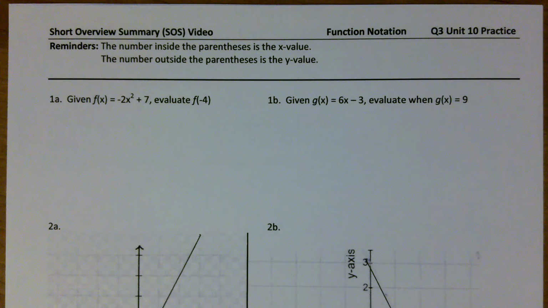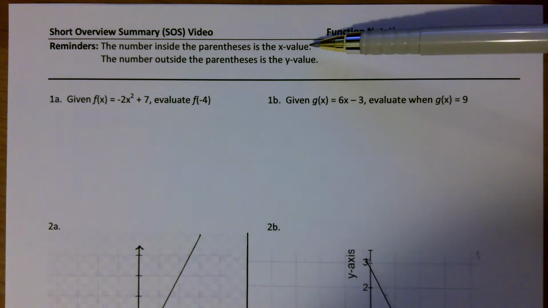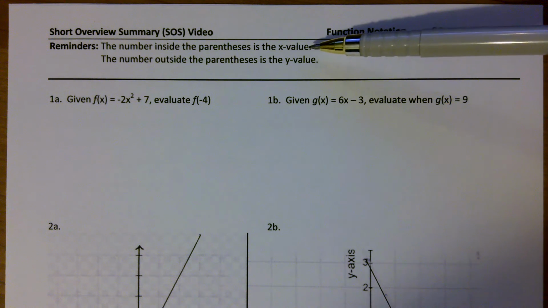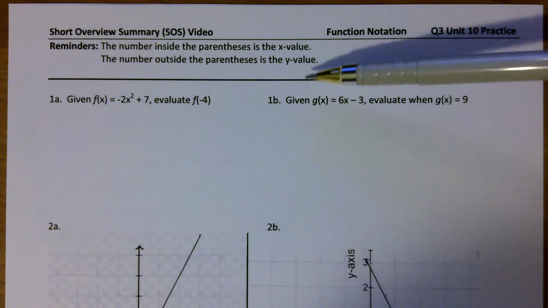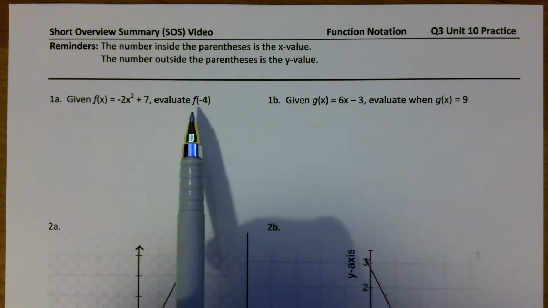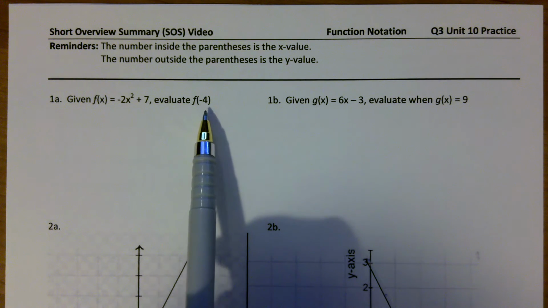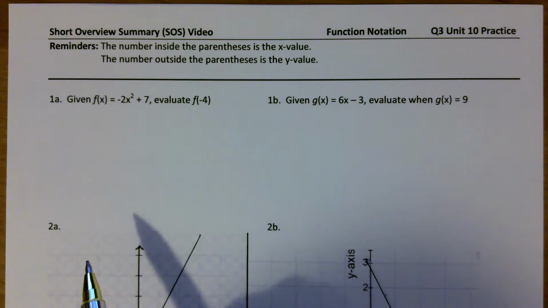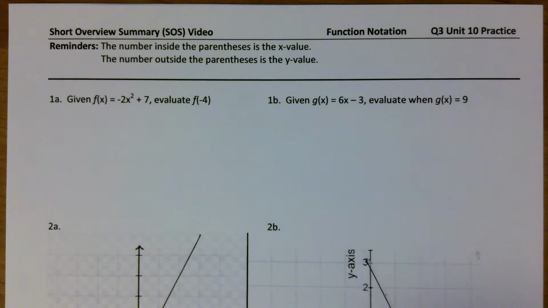So, a couple reminders that people tend to make mistakes on. The number inside the parentheses is your x value. The number outside the parentheses is the y value. So if you're given a function and you're asked to evaluate f of -4, pause the video, see if you did this correctly, start the video again, and we'll talk about what you did.